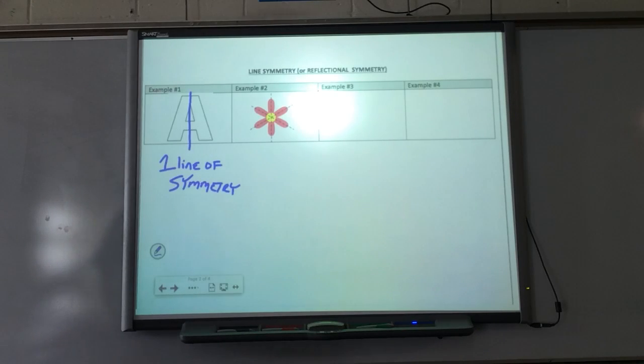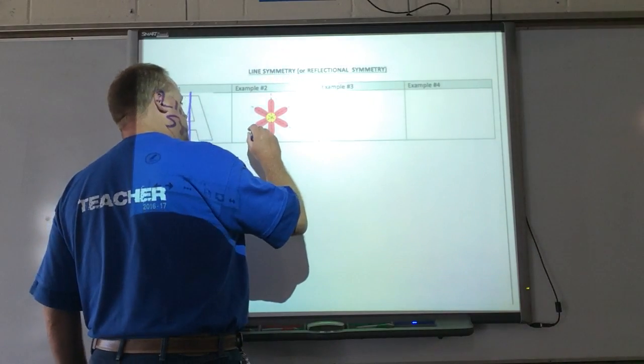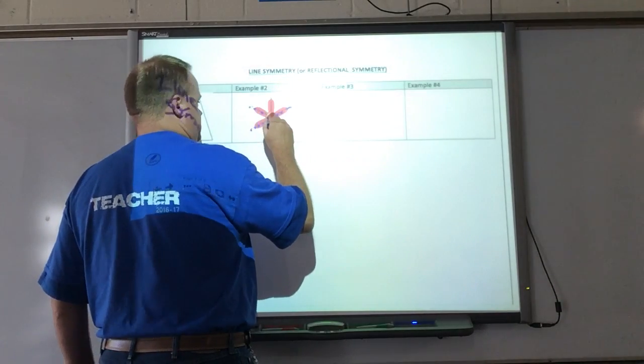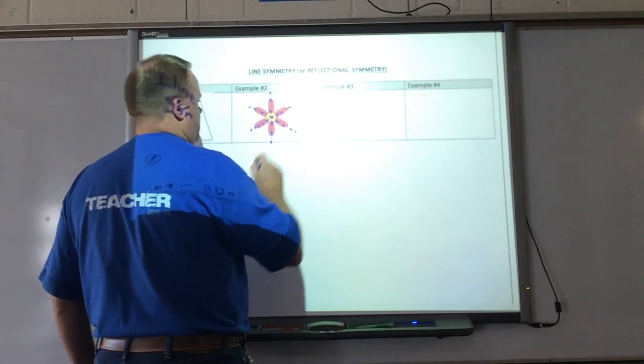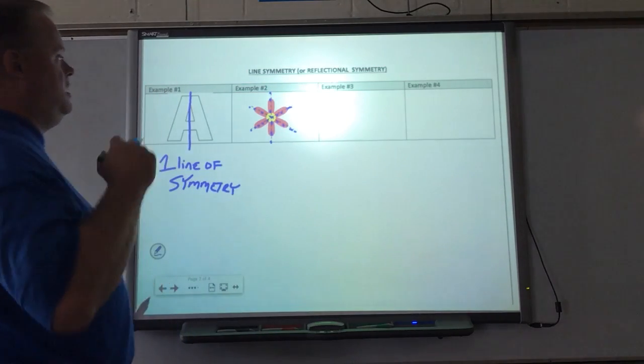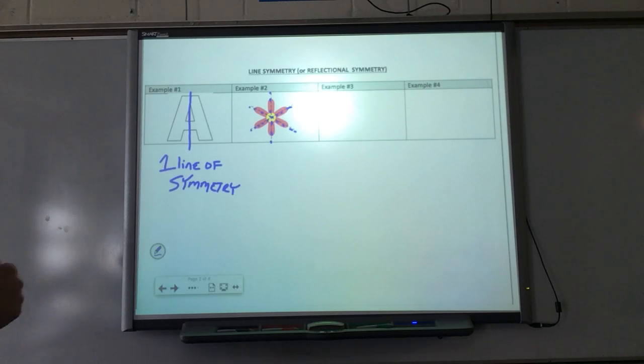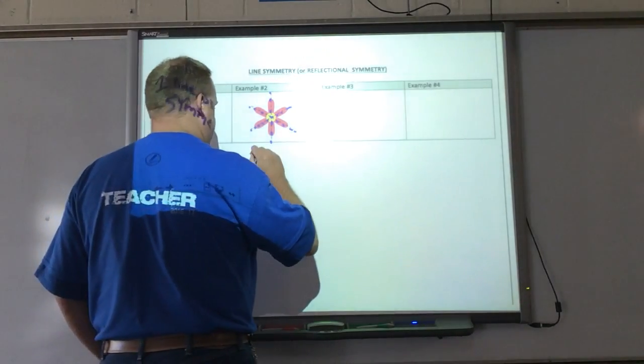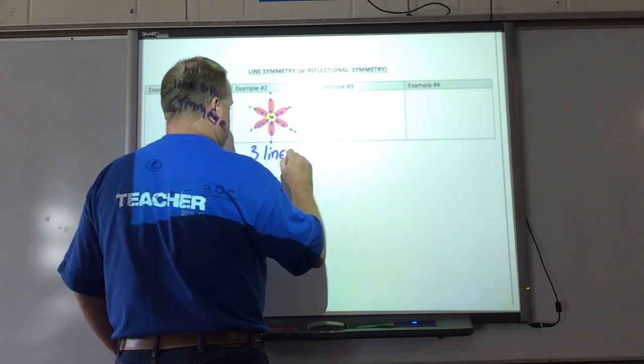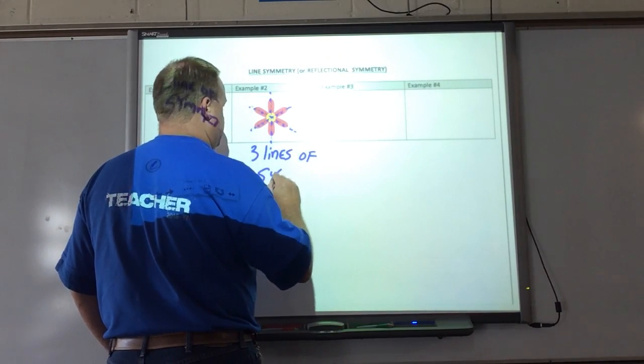This second one looks like a little flower. As I see it, I've got some dotted lines going through it, like this, there, and there. In essence, what that is saying is that if I cut this flower on each of those lines one at a time, I would be cutting it in half. I would be cutting it to be a mirror image of each other. So this one is an example of three lines of symmetry. So this has three lines of symmetry.